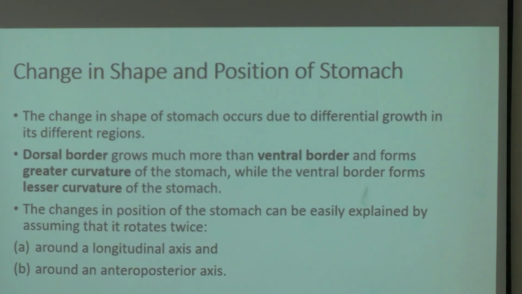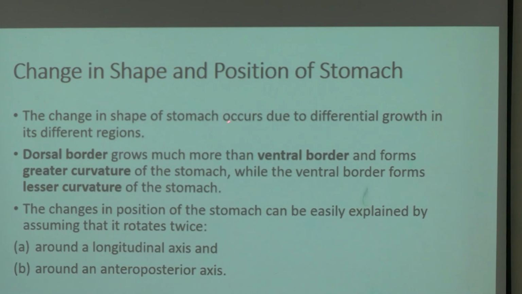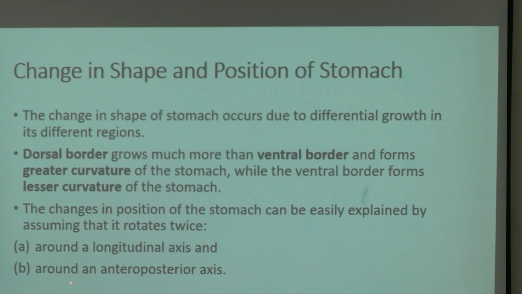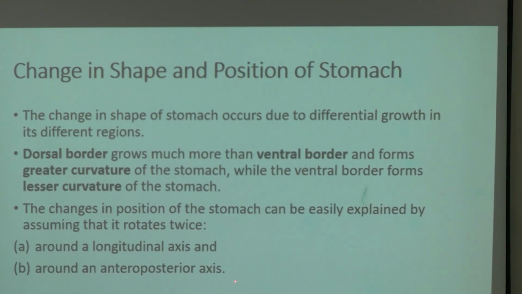Okay. Next, change in shape and position of the developing stomach. The change in shape of the stomach occurs due to differential growth in different regions. The dorsal border grows much more than the ventral border and forms the greater curvature of the stomach, while the ventral border forms the lesser curvature of the stomach. The changes in position of the stomach can be easily explained by assuming that it rotates twice: around a longitudinal axis, that is the 90-degree rotation which I have explained, and the other around an anteroposterior axis.